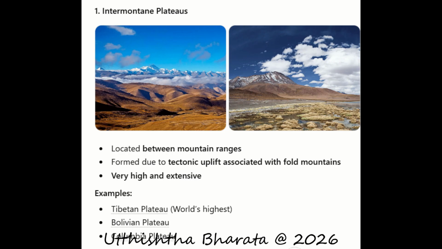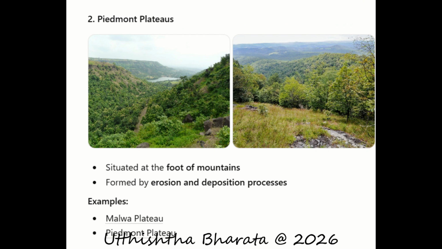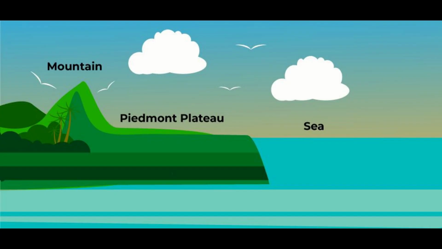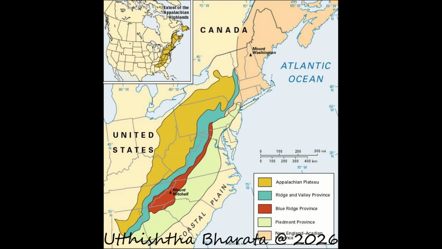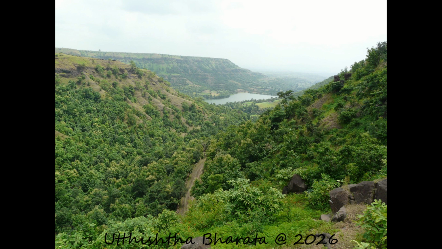And they are quite extensive. They are referred to as one of the stable lands. Other examples are the Colombian Plateau, North American Cordillera, Bolivian Plateau, Peruvian Plateau, and Mexican Plateaus. These are the references of Intermontane Plateaus.